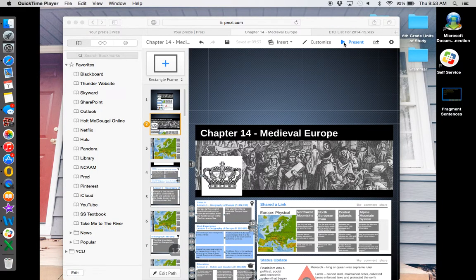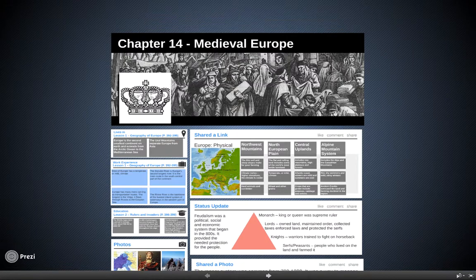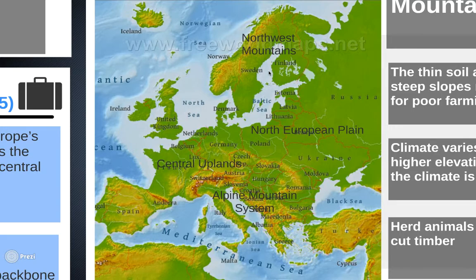Chapter 14, Medieval Europe, Lesson 1. It's about the geography of Europe. So we have 4 different regions in Europe.